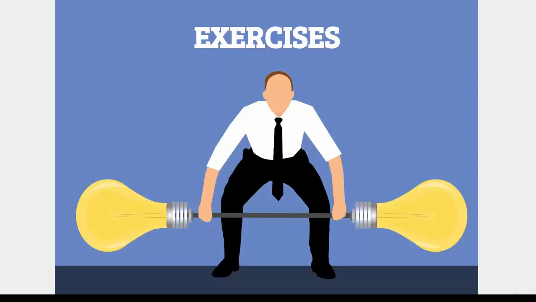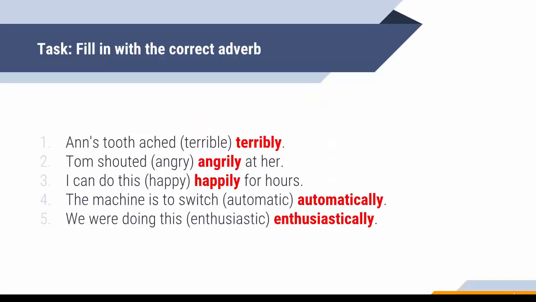Let's do an exercise practicing adjectives and adverbs. Anne stood ached terribly, terrible, terribly. Tom shouted angrily at her. I can do this happily for hours. The machine is to switch automatically. We were doing this enthusiastically. Okay? So rules, exceptions from the rule. Always, when you are not sure about a spelling, check it in a dictionary.